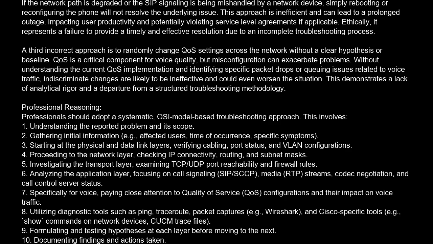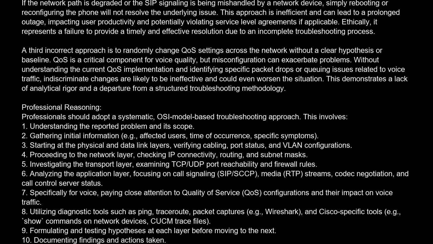A third incorrect approach is to randomly change CoS settings across the network without a clear hypothesis or baseline. CoS is a critical component for voice quality, but misconfiguration can exacerbate problems. Without understanding the current CoS implementation and identifying specific packet drops or queuing issues related to voice traffic, indiscriminate changes are likely to be ineffective and could even worsen the situation. This demonstrates a lack of analytical rigor and a departure from a structured troubleshooting methodology.